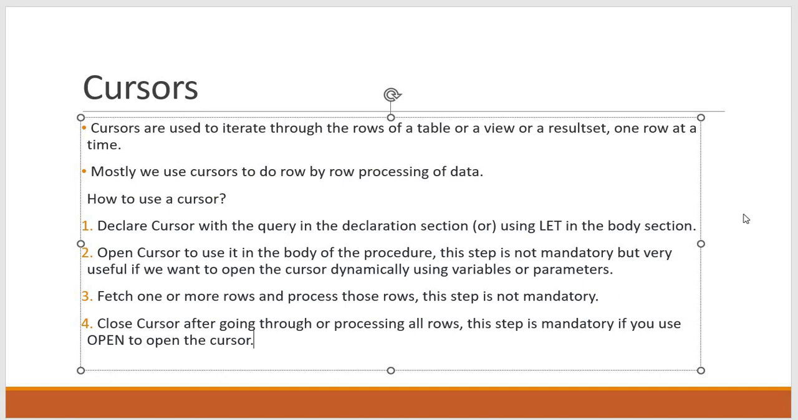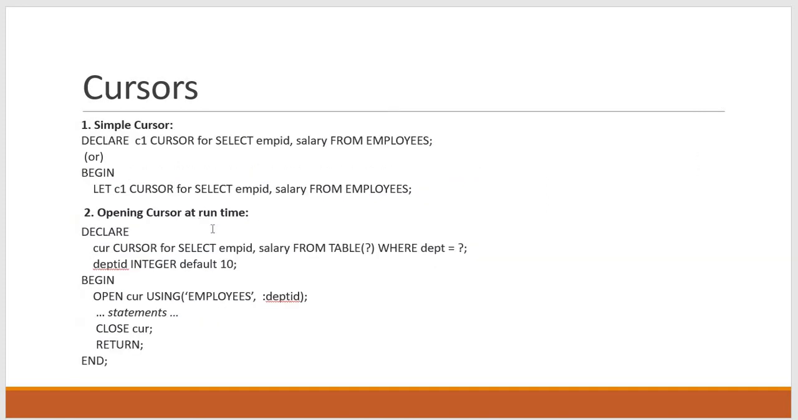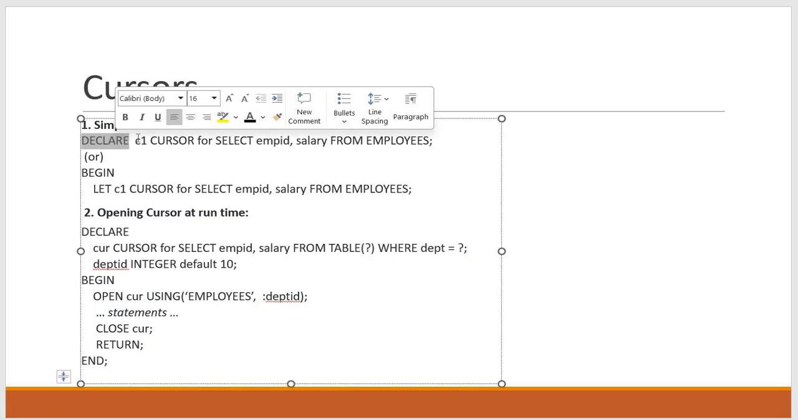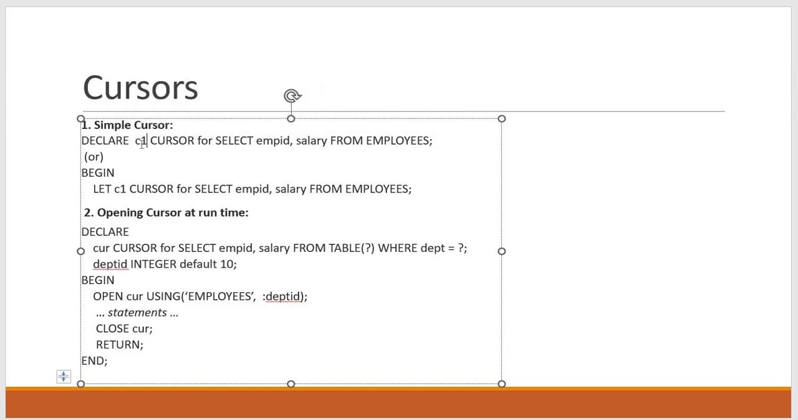So this is about cursors. Let's see how a simple cursor looks and how to open a cursor at runtime. This is a simple cursor. I'm declaring it in the declaration section. C1 is a variable name of cursor type. We declare variables of integer type, varchar type, date, timestamp type, and like that we can declare a variable of cursor type.